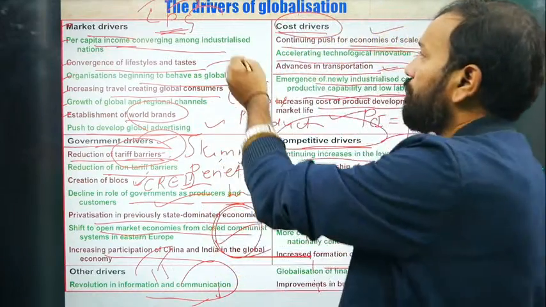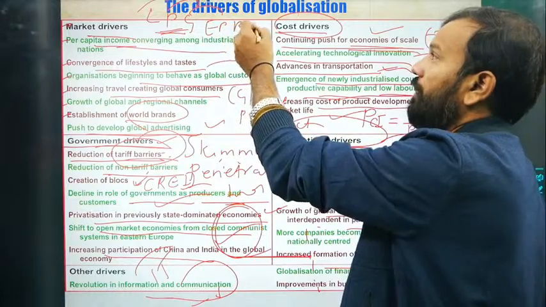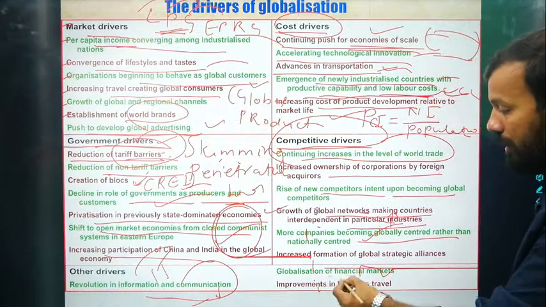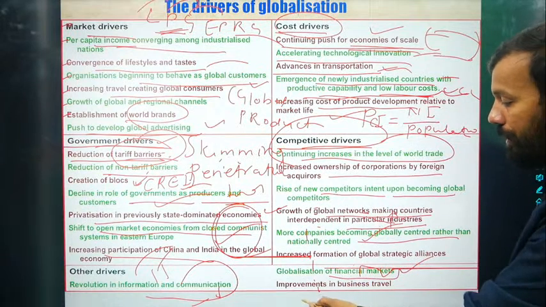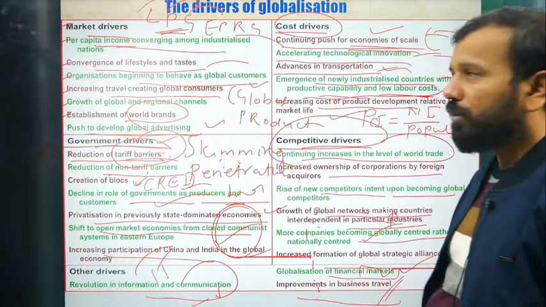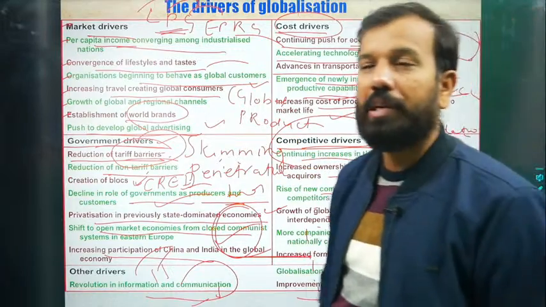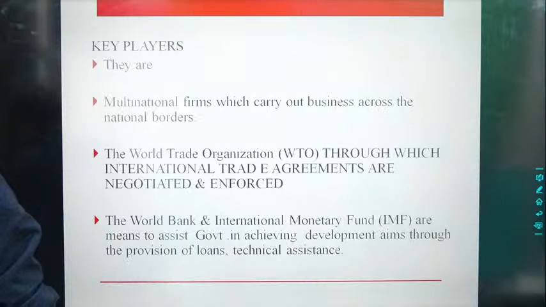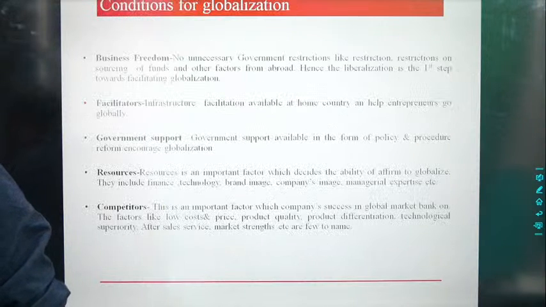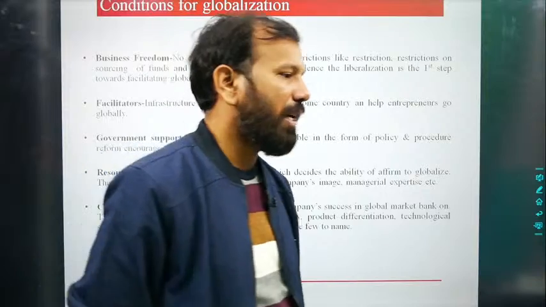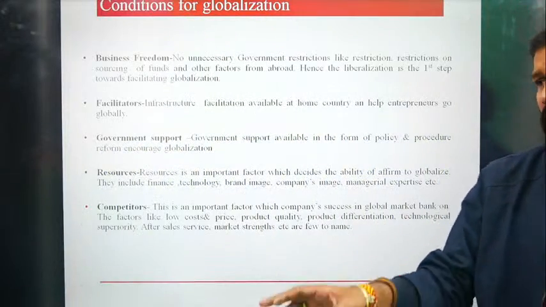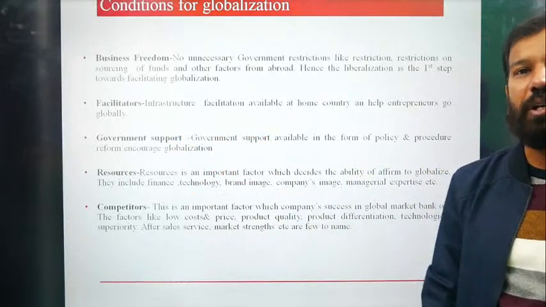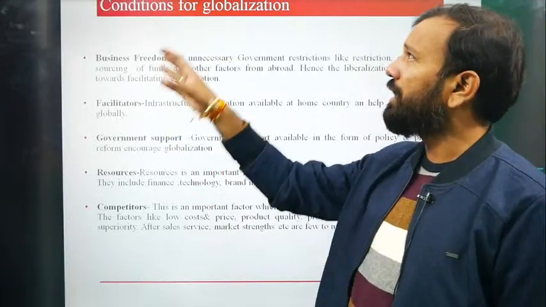I'll explain this during the EPRG model. Globalization of the financial market, and improvement of business travel. So these are the four basic drivers of globalization. Now we are moving towards threats and opportunities, and the conditions for globalization. I'll share this PPT after all three lectures are complete. Now, what are the conditions for globalization?